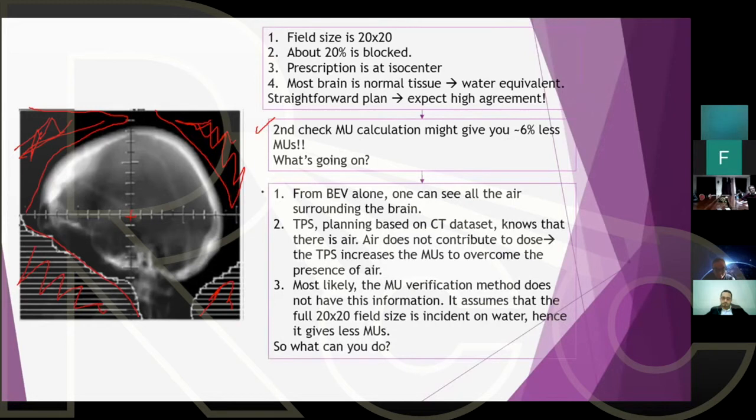Now, what's happening is that air is not taken into account when you do the second MU check. You say 20 by 20 field size, only 20% block, and that's it. What about air? What about the shape of the brain? Even if we assume, we'll talk about it later. So now the question is, what can you do? You have 6% disagreement, and you're scratching your head. This is a very simple case. What's going on?